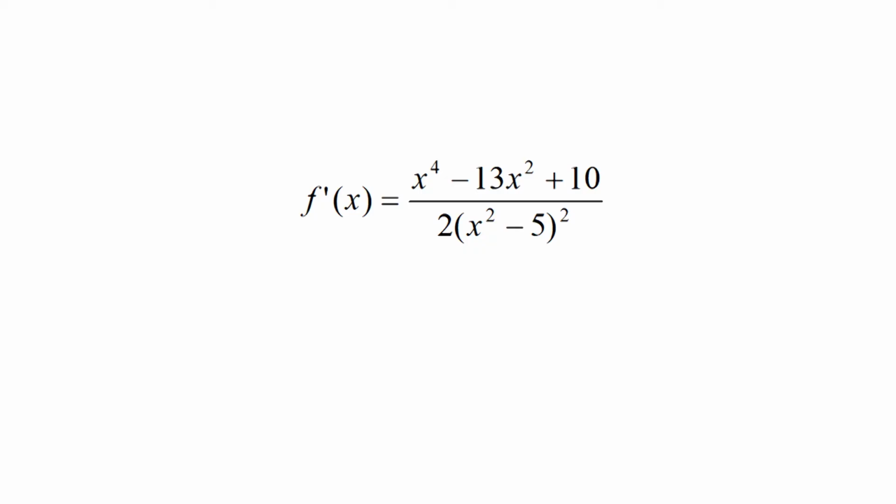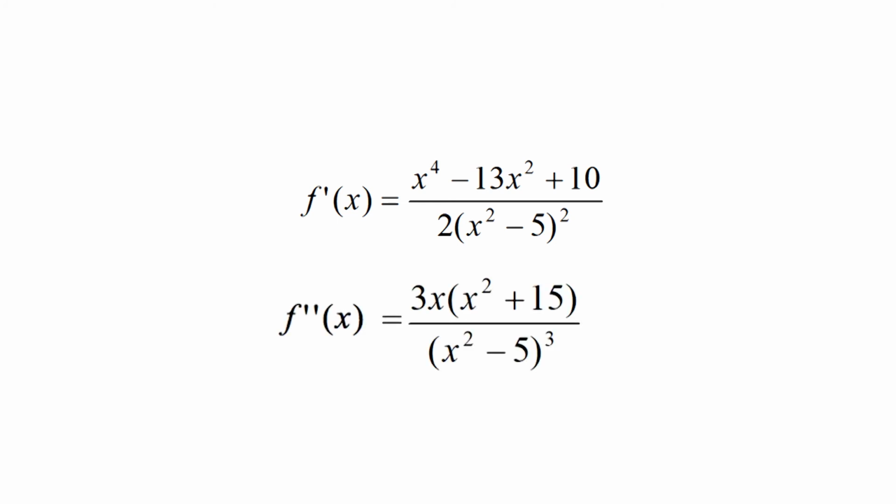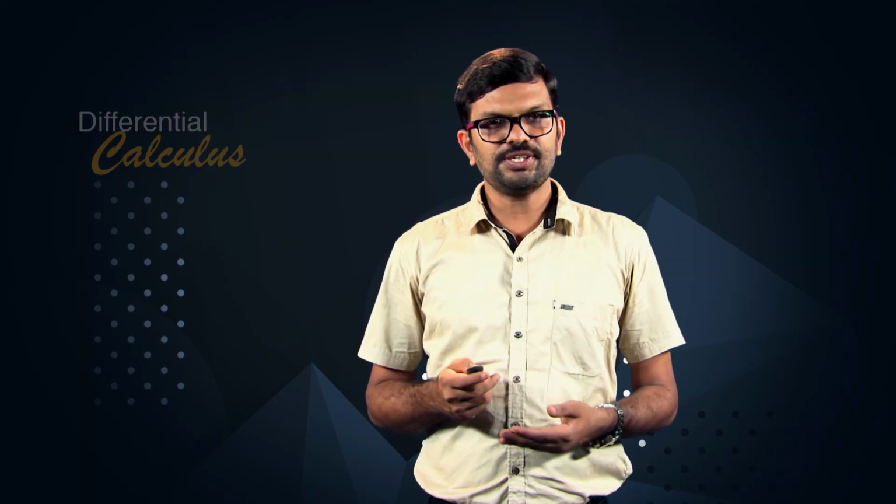We shall now evaluate the second derivative. Differentiating f dash of x is equal to (x to the power 4 minus 13 x square plus 10) whole divided by 2 times (x square minus 5) whole square, we get f double dash of x is equal to 3x into (x square plus 15) whole divided by (x square minus 5) whole to the power 3. Y double dash is equal to 0 implies x is equal to 0. Hence, x is equal to 0 is possibly a point of inflection.